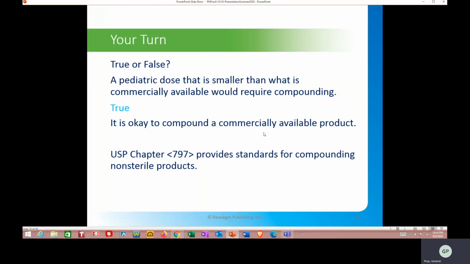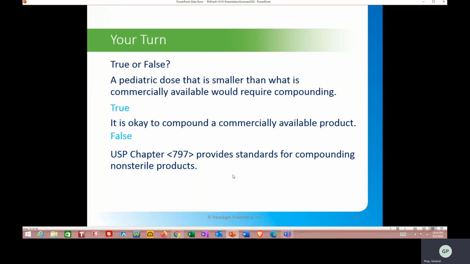It is okay to compound a commercially available product. As I went over this a few times, the answer is no. If it's commercially available, you use the commercially available product, unless the patient cannot swallow that commercially available product. But you can't just compound something that's commercially available just for the heck of it. So that should be false.